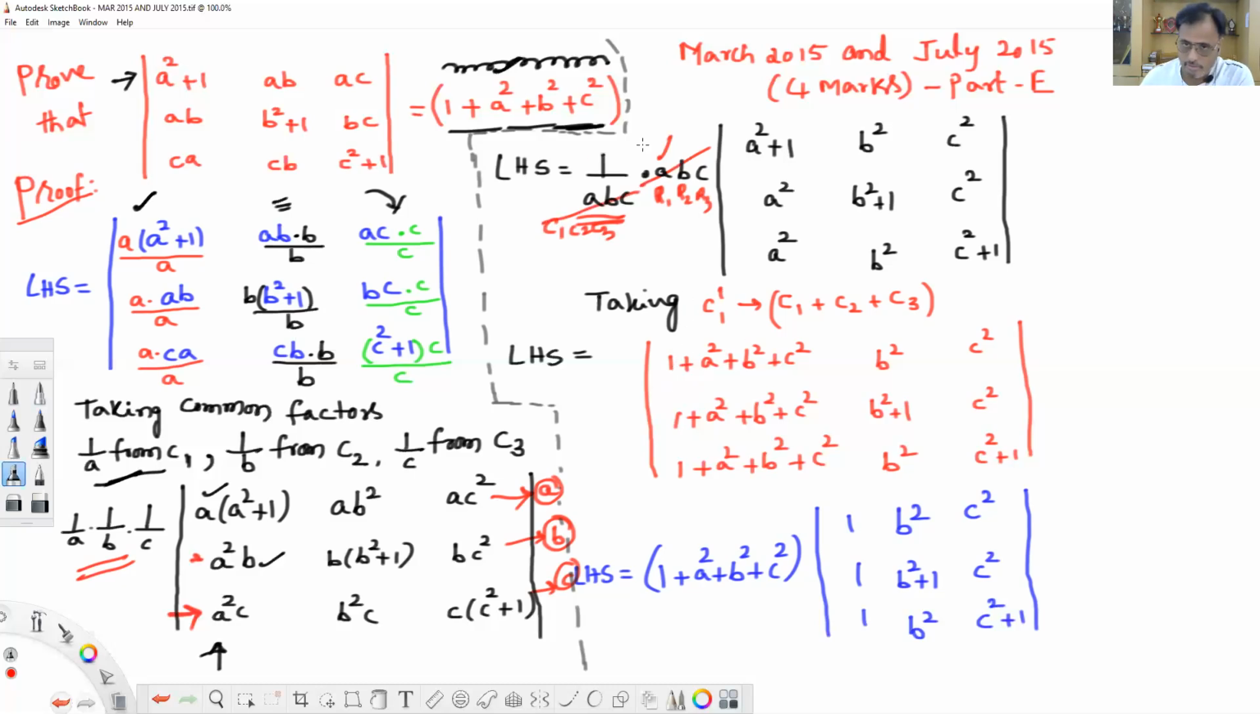Look at it. Why am I doing this? Column wise, each column has such elements. Column 1, column 2, column 3: A square, B square, C square plus 1. That means if I add C1 plus C2 plus C3, definitely I'll get 1 plus A square plus B square plus C square as a common factor.